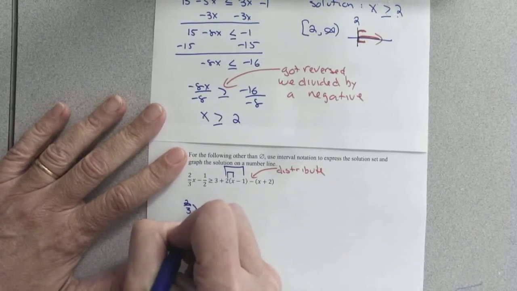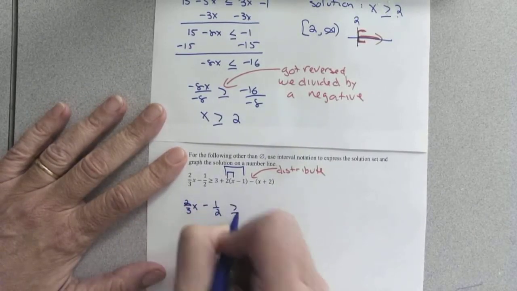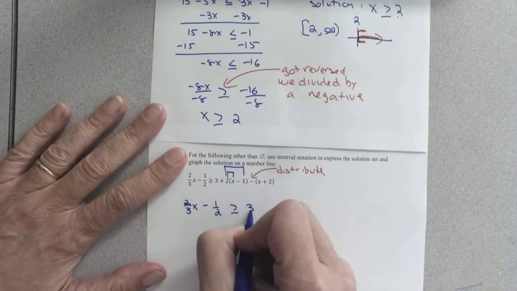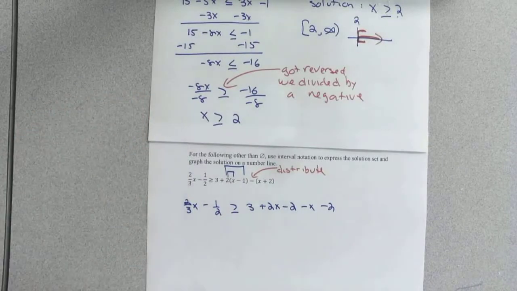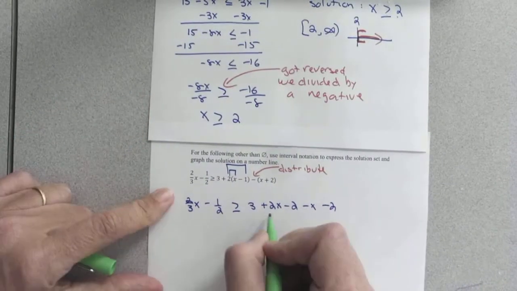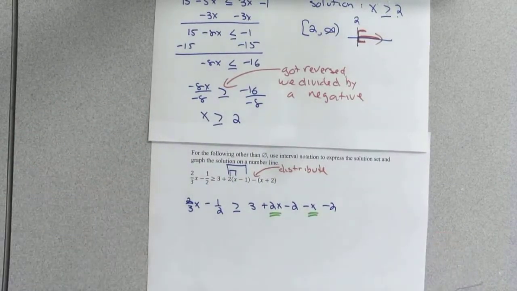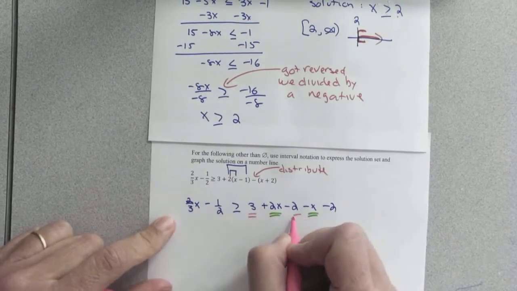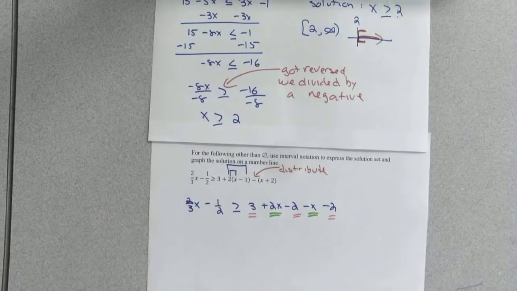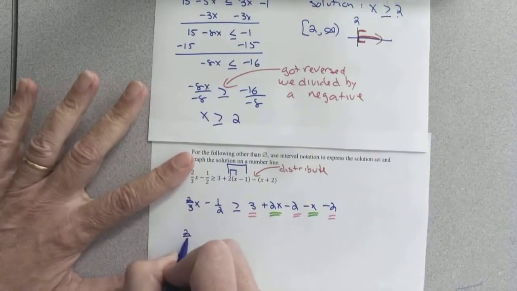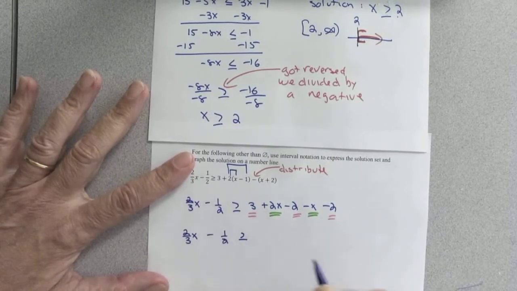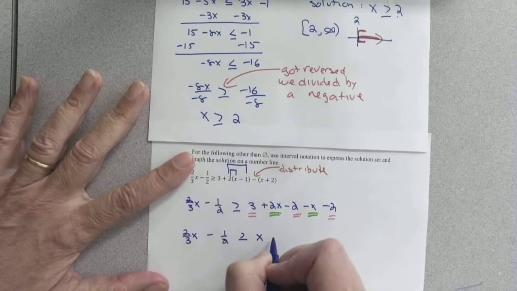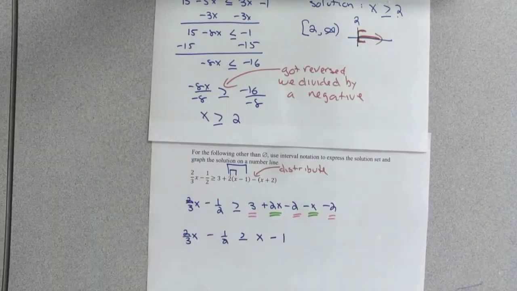So I have 2/3 x minus 1/2 greater than or equal to 3 plus 2x minus 2 minus x minus 2. Keep simplifying. So over on the right there, we have the x's, and then we have several constant terms. So I've got 2/3 x minus 1/2 is greater than or equal to x minus 1.